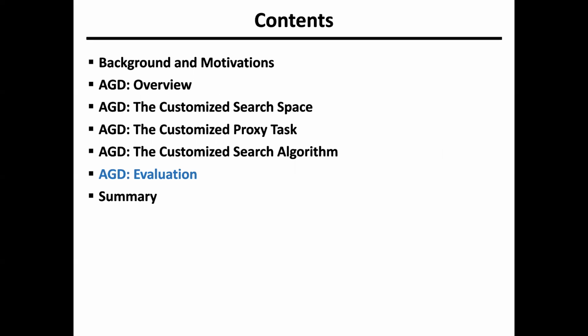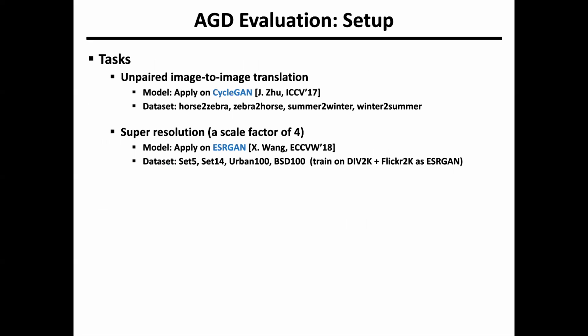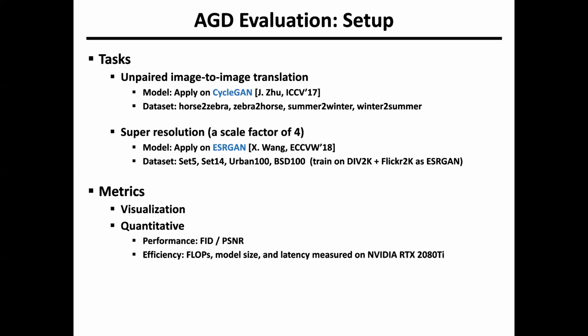Then I will show the evaluation results of our AGD framework. We evaluate AGD on two tasks. For unpaired image-to-image translation, we apply AGD on CycleGAN and commonly used unpaired datasets. And for the super resolution task, we apply AGD on ESRGAN and commonly used validation datasets for super resolution. For the metrics, we consider both visualization effects and quantitative results. And for the latter one, we focus on both performance and efficiency, including FLOPs, model size, and real device latency.